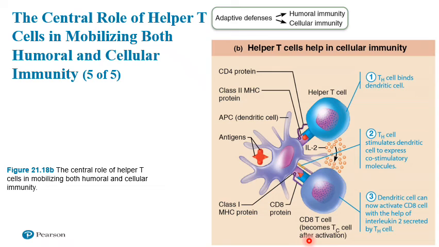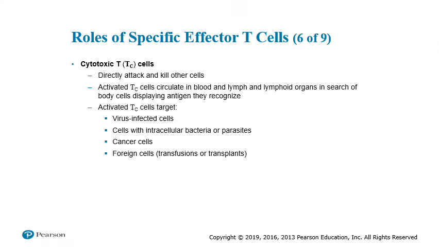There you go. Your dendritic cell has now activated your CD8 cell with the help of interleukin 2. And now your CD8 cell is a killer T cell. So the killer T cell, just like what the name implies, will attack and kill other cells. The activated killer T cells will circulate in the bloodstream and in the lymphoid tissues. They go to the lymphoid tissues in search of body cells that display the antigen that they can recognize.